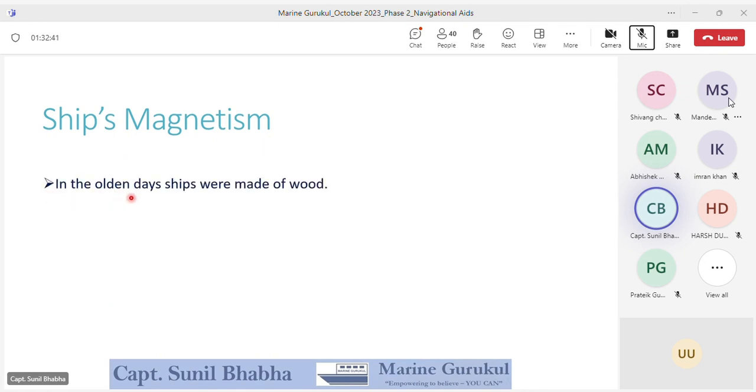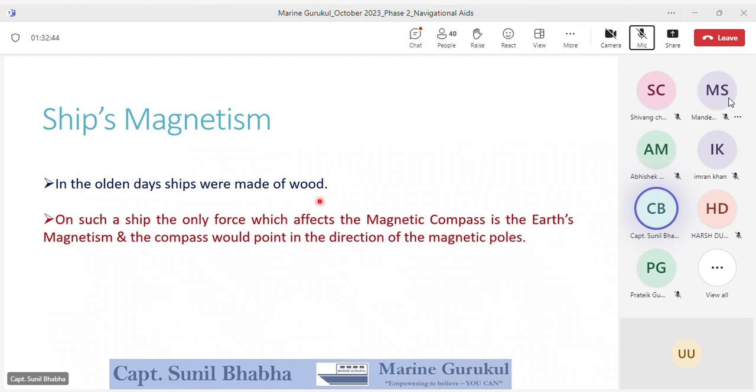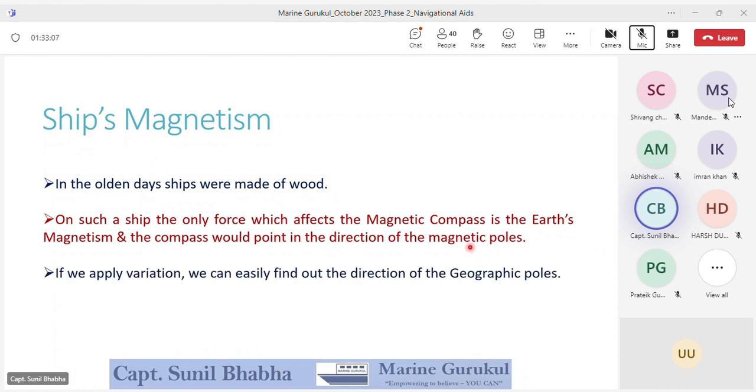Now, in the olden days, the ships were made of wood. Wood was a non-magnetic material and would not have any magnetism of its own. On such a ship, the only force which affects the magnetic compass is the Earth's magnetism, and the compass would point in the direction of the magnetic poles. Once we identify the magnetic poles, if we apply the variation, we can easily find out the direction of the geographic poles also. So things were pretty straight and simple.